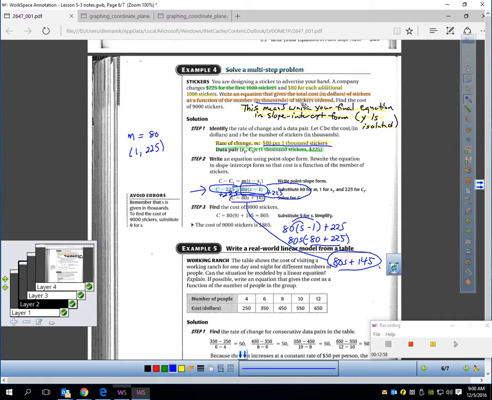When they ask you to write an equation so that something is a function of something, that means don't leave it in point slope form. That means get y by itself. So you'd have to quickly distribute, get c by itself in this case, and write your final equation. Get y by itself.